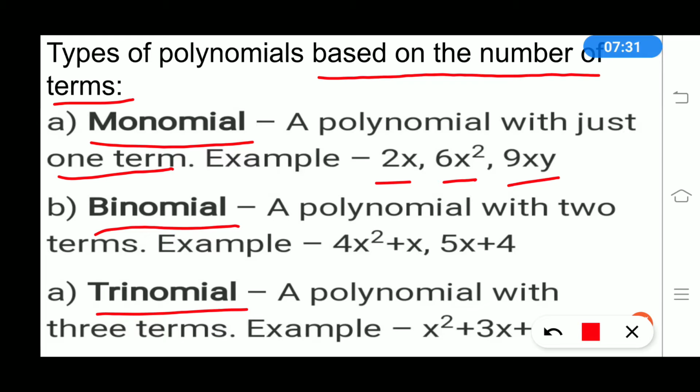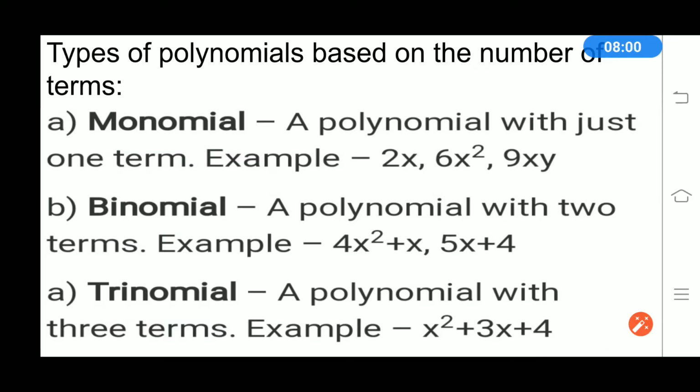Next, binomial. Bi means two, so a polynomial with two terms. As for example 4x square plus x, 5x plus 4 or 9x cube plus x, etc. The last one is trinomial. A polynomial with three terms is called a trinomial. Clear? As for example x square plus 3x plus 4. So the types of polynomials based on the number of terms are three: monomial, binomial and trinomial.